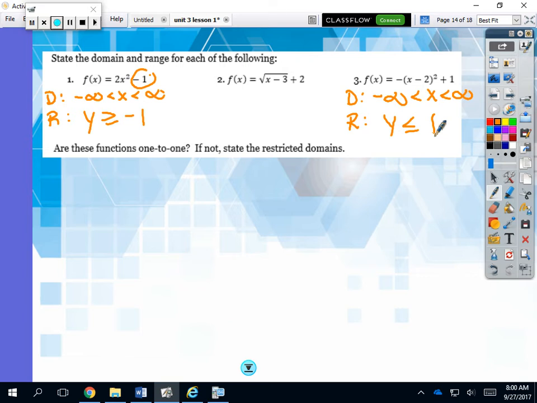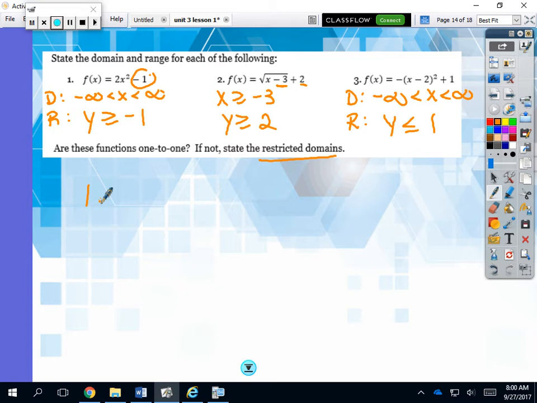What about the radical function? Well, the domain starts at this number. This is a positive function, so I can follow the rules for a positive a value. So x is going to be greater than or equal to negative 3, and y is going to be greater than or equal to 2. So if they're not one-to-one, what are the restricted domains? So I know number 1 is not one-to-one.